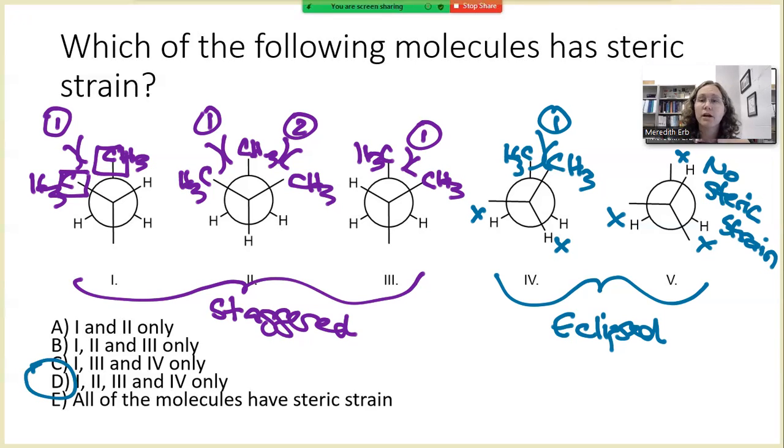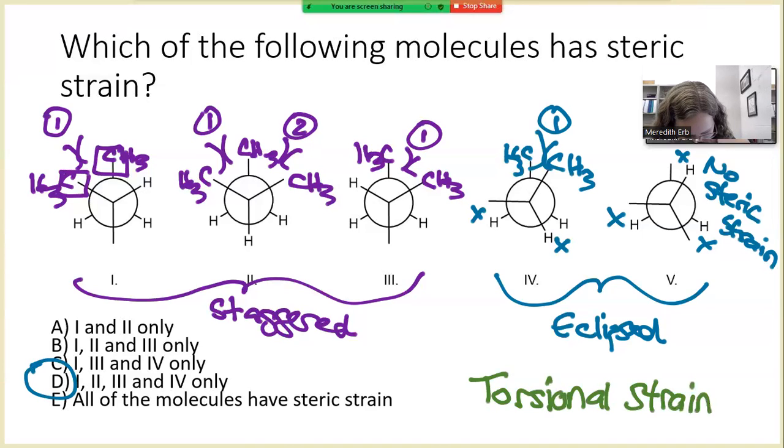Let's think about the other type of strain that we could apply here. The other type of strain is torsional strain. Torsional strain is only in eclipsed conformations. So if this question had been a little bit different and it asked for torsional strain, then our answer would have been 4 and 5. All right, and staggered conformations don't have torsional strain at all. So those are the 2 key types of strain that we see for acyclic molecules in this example.